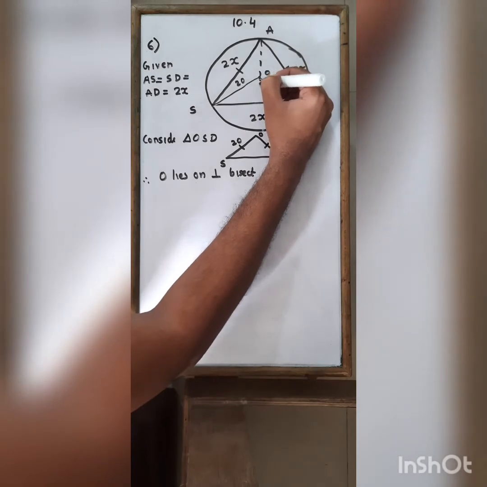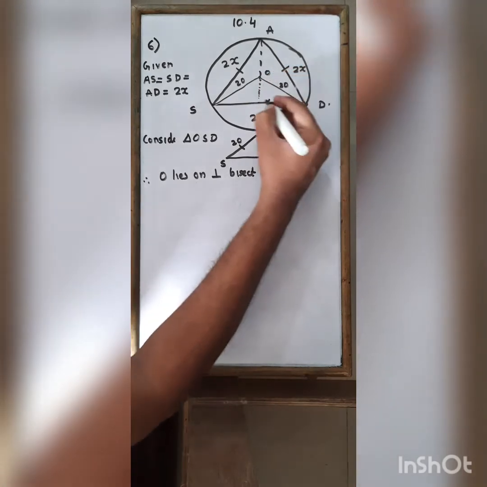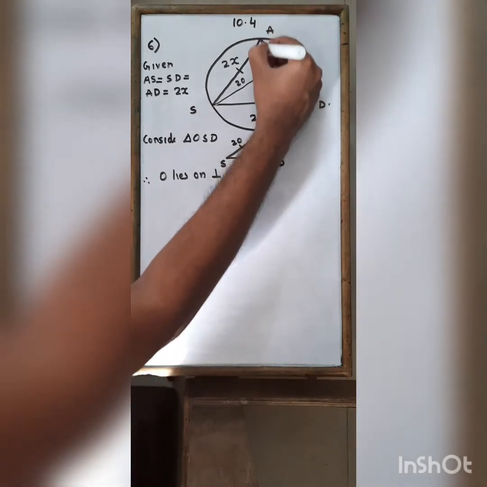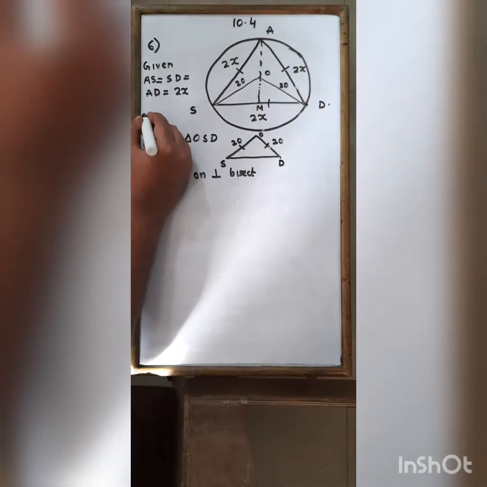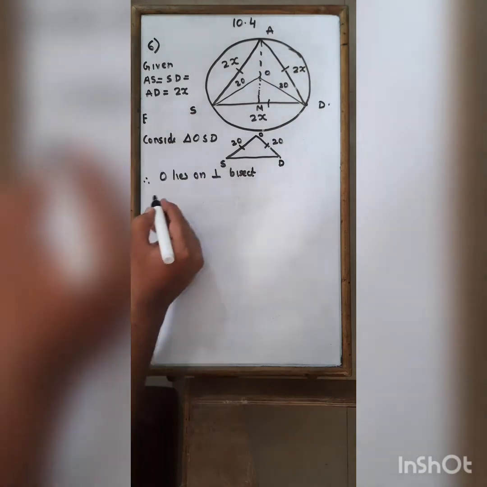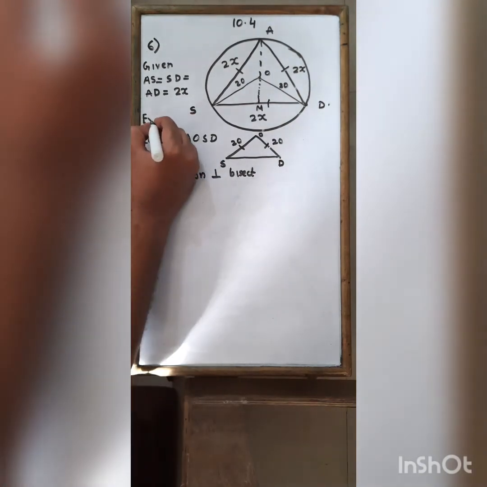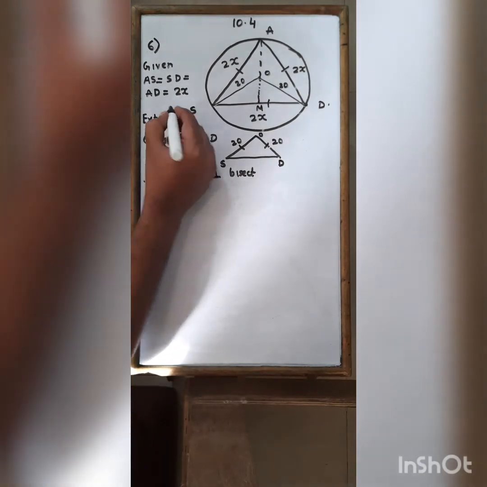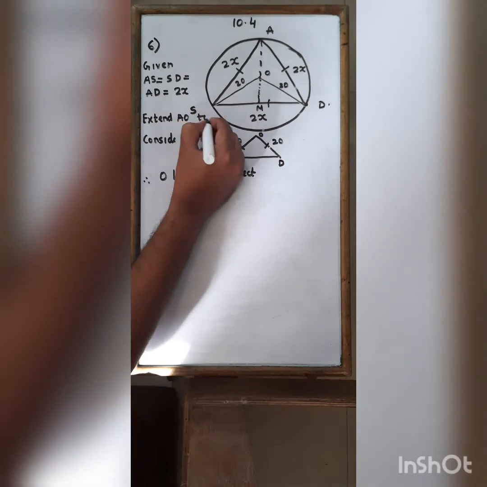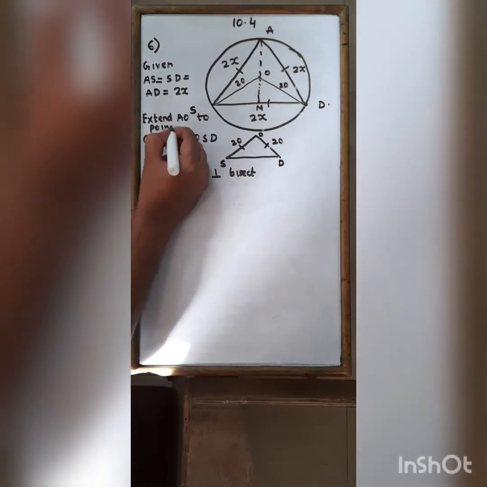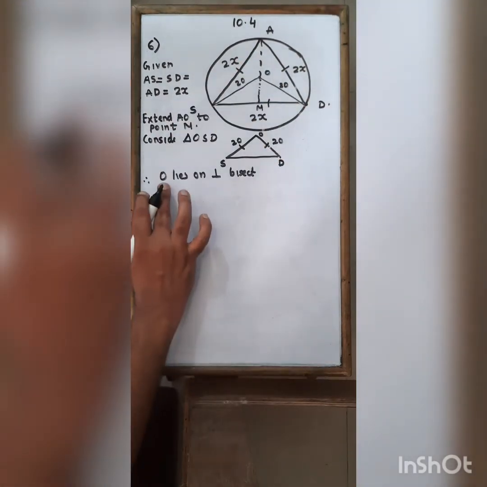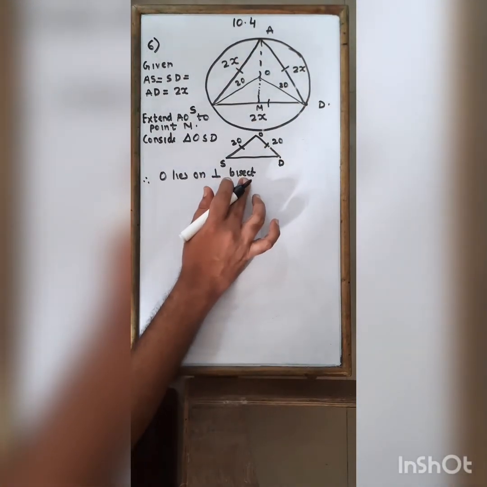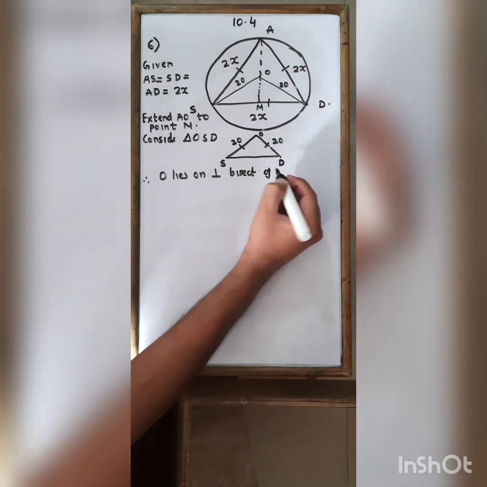Suppose I extend this and I bring it up till this point M. I am extending AO up till point M. So I'll have one construction: extend AO to point M. Now O lies on the perpendicular bisector of SD.